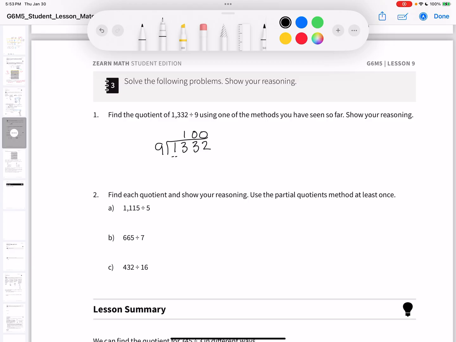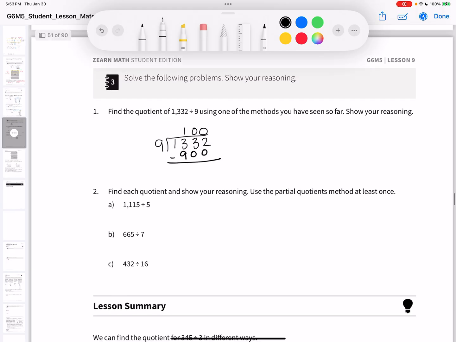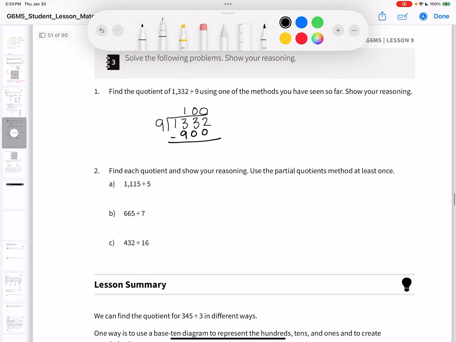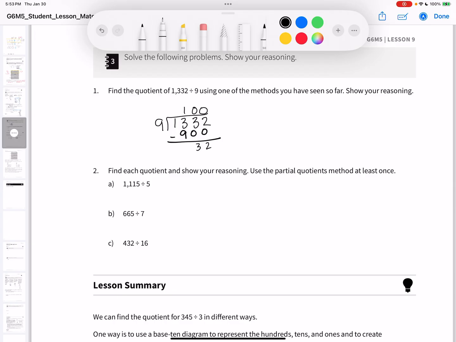So 9 times 100 is 900, and that gets me close-ish to 1,332. Okay, so that's 2, that's 3, that's 0, 13, that's 4. So I can't do a whole other 100 because we don't have 900 there. But I know that 9 times 4 is 36. So 9 times 40 is 360. So that's good.